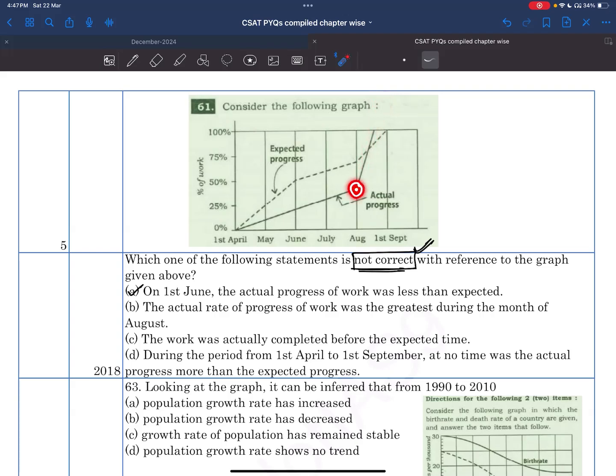This break-even point is happening in August. So the actual rate of progress of work is greatest during the month of August. Right? This is really the greatest. So this is also right. But he is asking for the not correct statement.